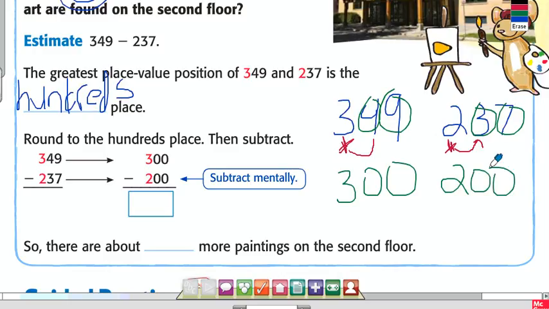Now I could subtract. 300 minus 200. 0 minus 0 is 0. 0 minus 0 is also 0. And then 3 minus 2 is 1. So there are about 100 more paintings on the second floor.